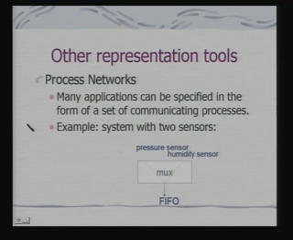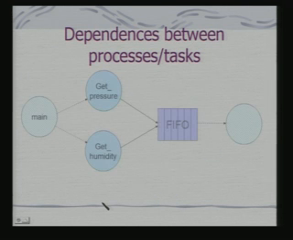There are other representation tools. We have primarily looked at the task graph. There are other representation tools which have been used, such as process networks. So, you have a pressure sensor, a humidity sensor, a multiplexer, which goes to the FIFO; that is a data representation in a set of communicating processes. In fact, the task graph is a more detailed representation of process networks in a way. What is important here is that you get various dependencies indicated. So, this is another representation tool.